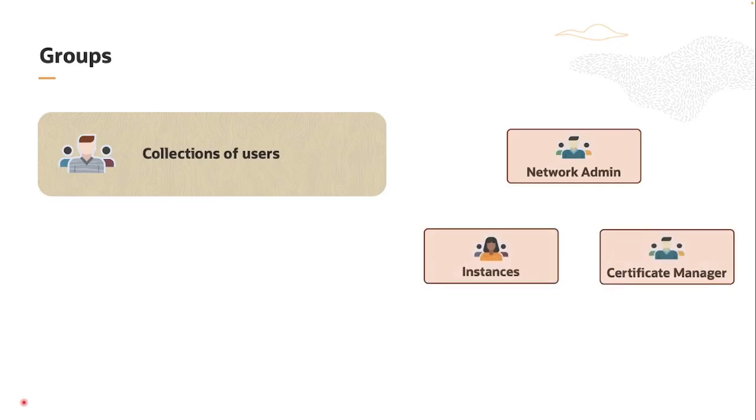So group as an IAM component are collection of users who have common roles, permissions, and access policy. Like we have network admin group for users responsible for managing network in your tenancy. Similarly, we can create groups for users handling instances or certificate management.